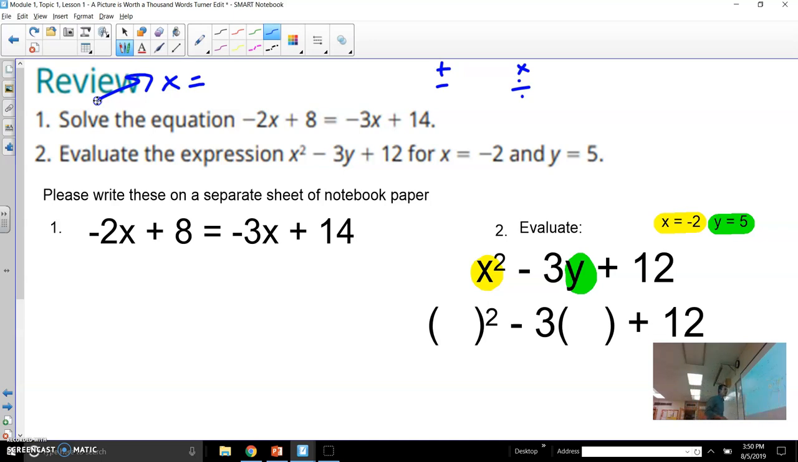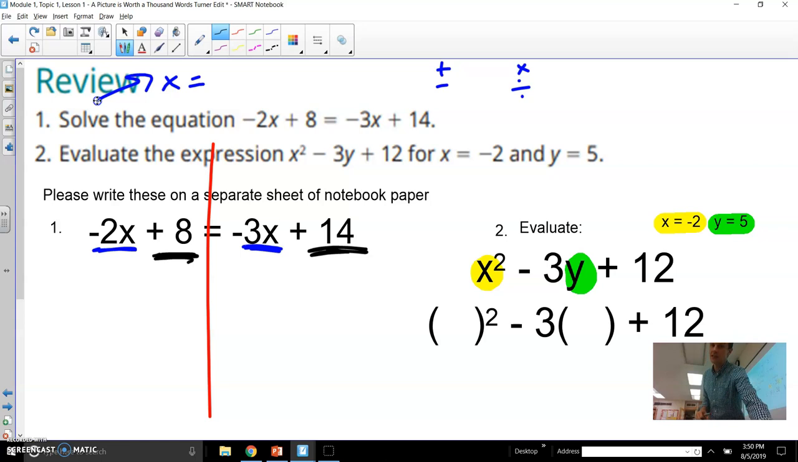So I'm looking for like terms here. For example, these are like terms. They both have x as the variable. Or maybe these are like terms because both of them do not have a variable. And so ultimately I'm trying to put these numbers together. However, they're on opposite sides of the equal sign. So what is the opposite of this subtraction symbol? Well, the opposite of subtraction would be addition. So if I want to move that term to the other side, I need to add 3x from the right to the left.